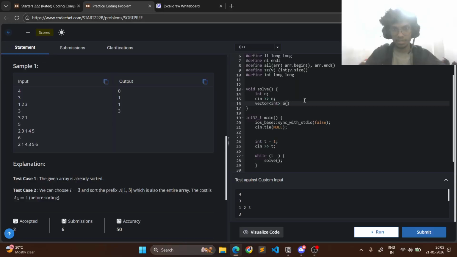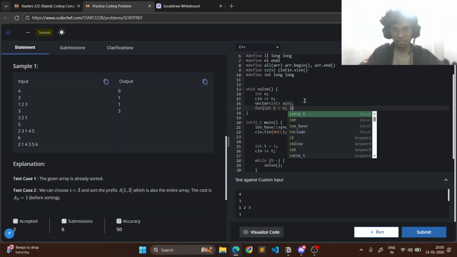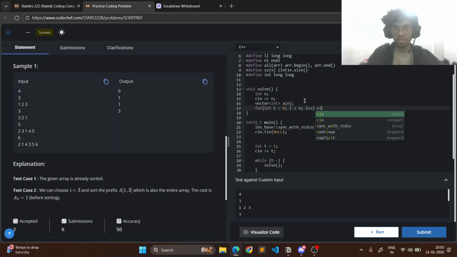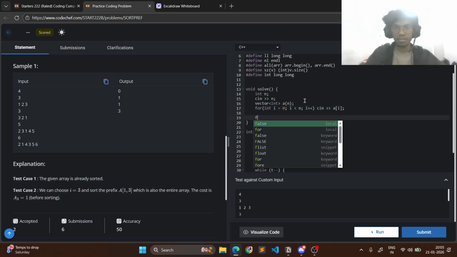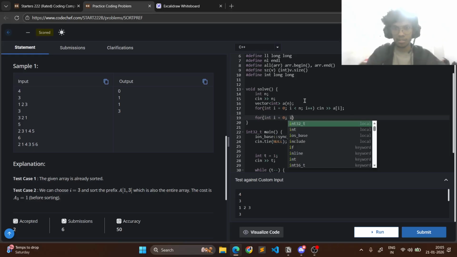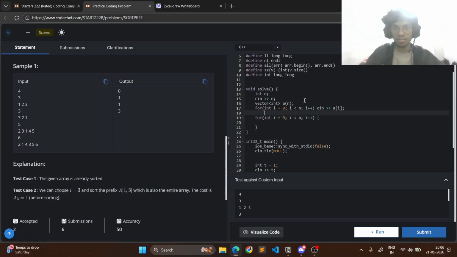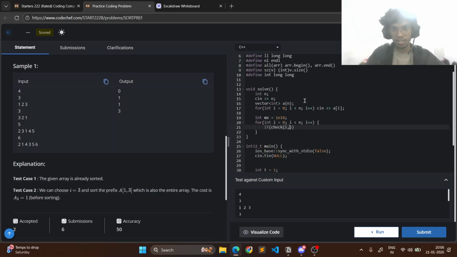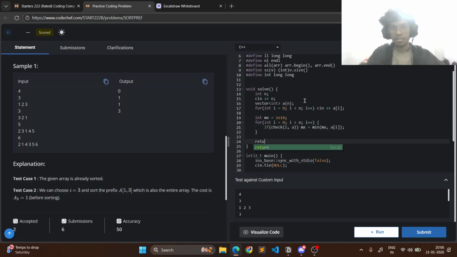int a of n, for i plus plus, cin a of i. Okay, so now I need to minimize this, so let's do it. If check(i) is satisfied, then mx equals min of mx and a of i. Okay, return mx.